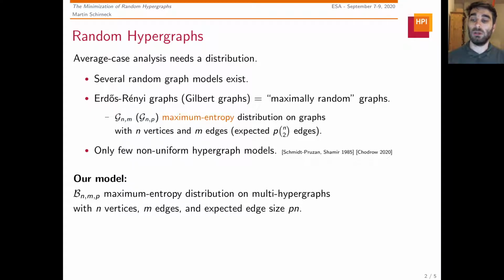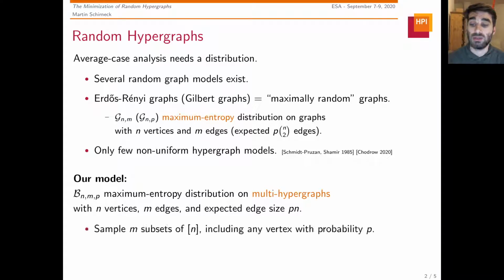In our model, we take the maximum entropy distribution on multi-hypergraphs with n vertices and m edges with an expected edge size of p times n. So we do allow different sized edges. And multi-hypergraph here means that we also allow multiple copies of the same edge, because this is closer to our original difference sets, where also some pairs may have the same attributes in which they differ.